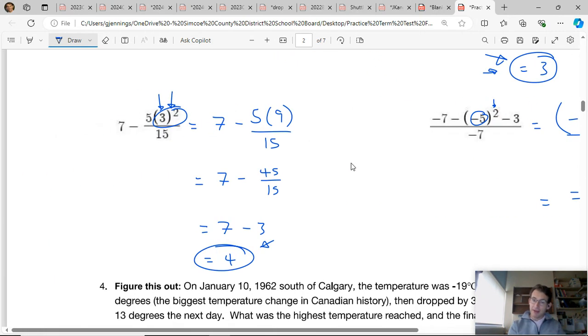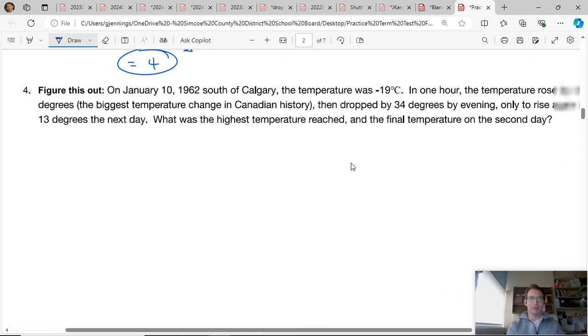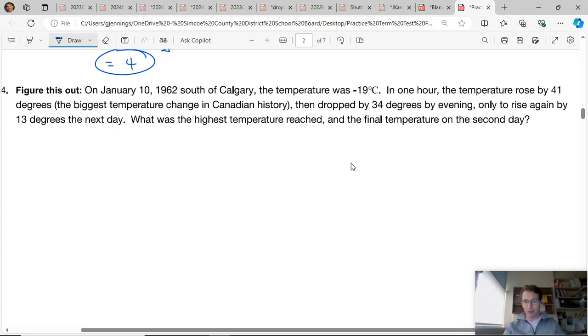Pattern continued. All right. This one's very cool. This is one of my favorite questions. That's why it's showing up again. Okay, so the temperature was minus 19 degrees one day, and then it rose by 41 degrees in an hour. This is true facts, recorded history. All right, so we want to know what the temperature was. But then it dropped by 34 degrees by the evening, only to rise again by 13 degrees the next day. We want to know the highest temperature reached and the final temperature on the second day.